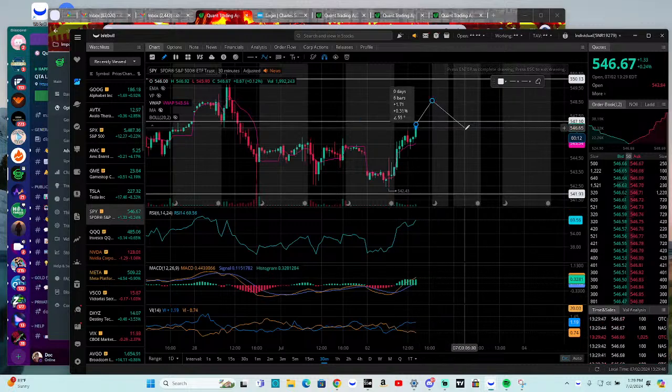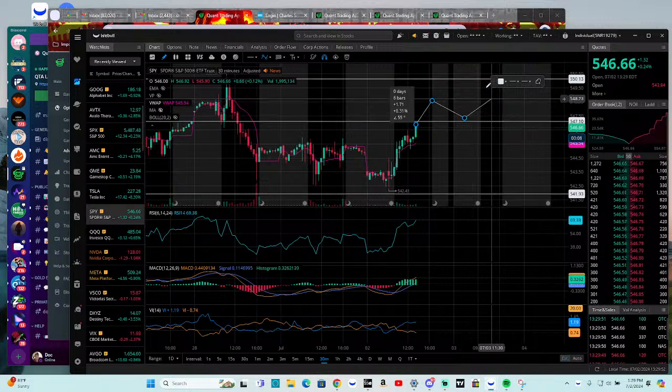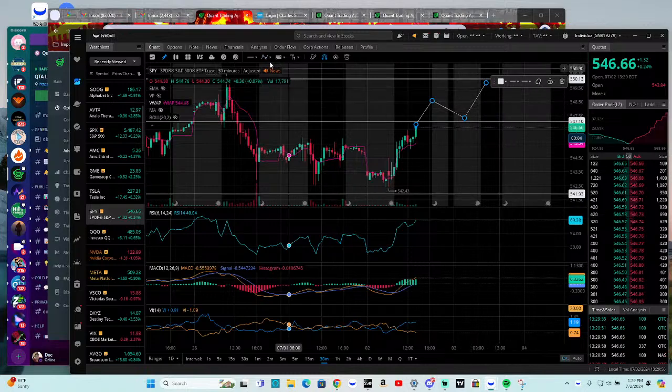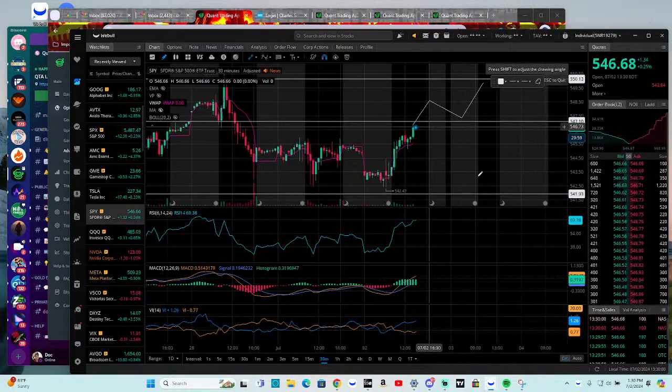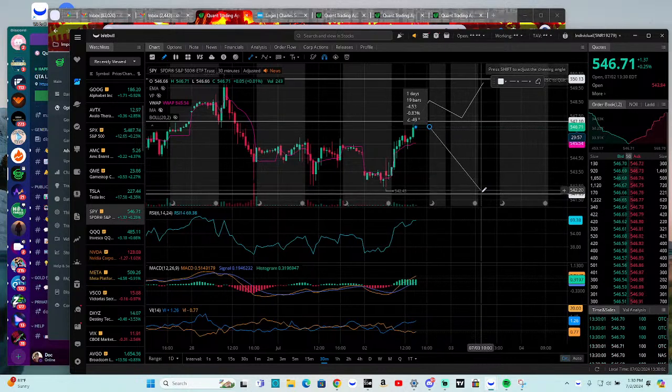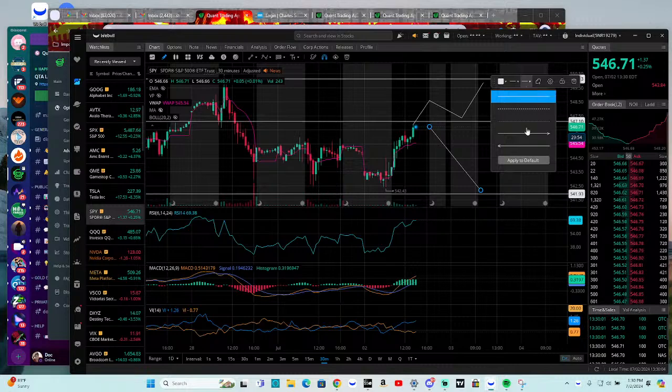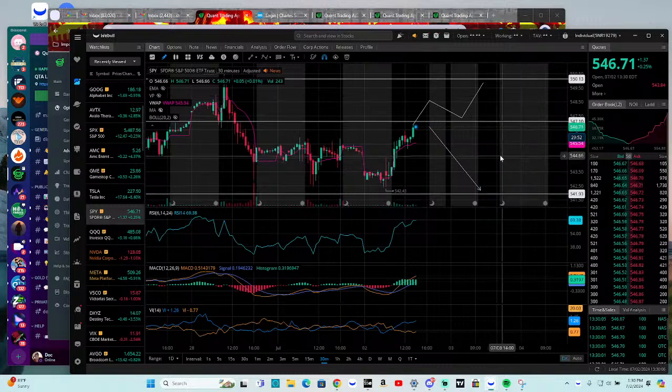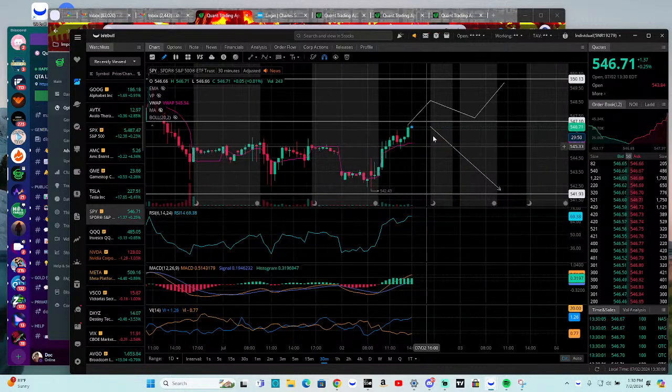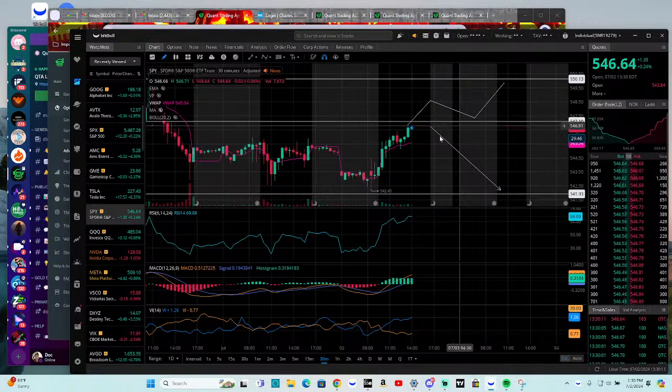Break, retest, higher. Or a rejection. Those are the two options that we could see happening at this level.